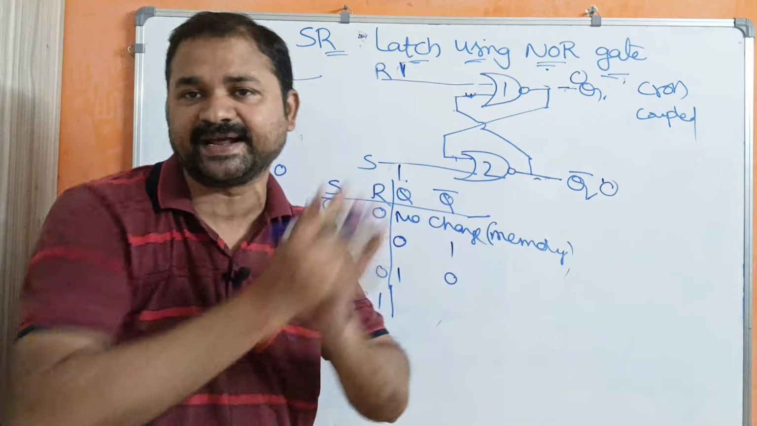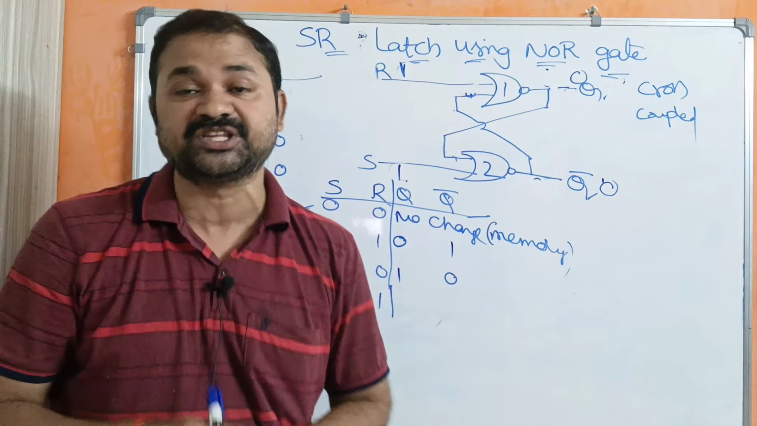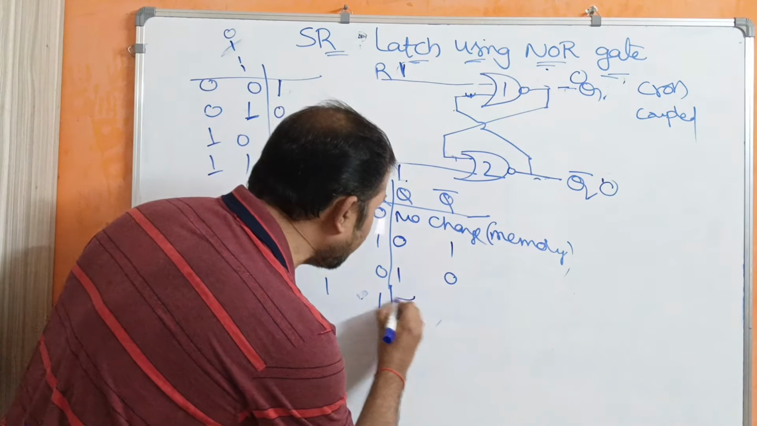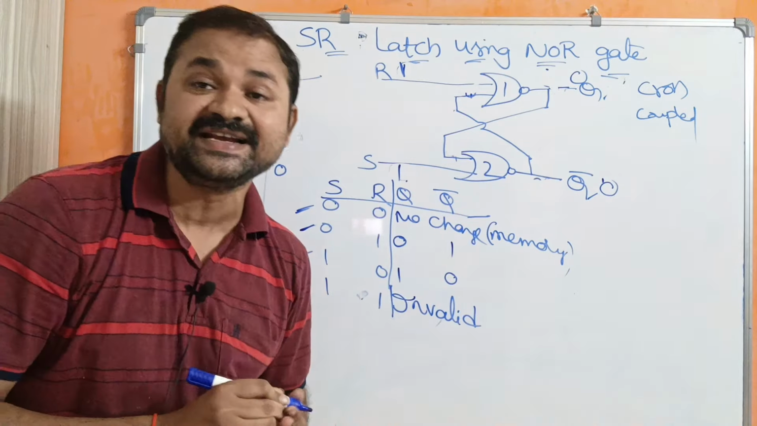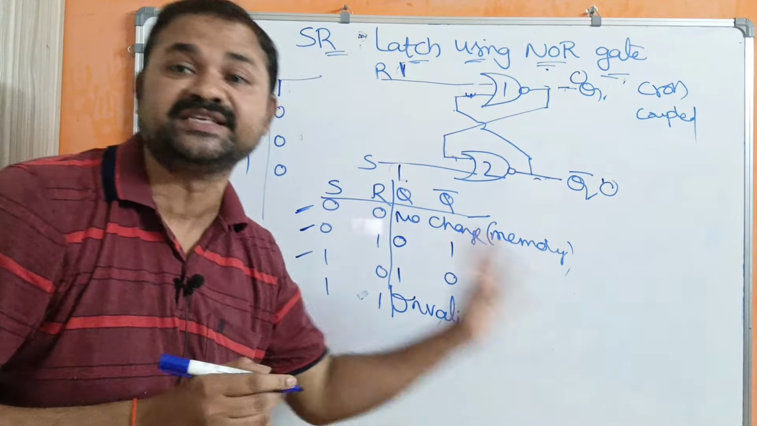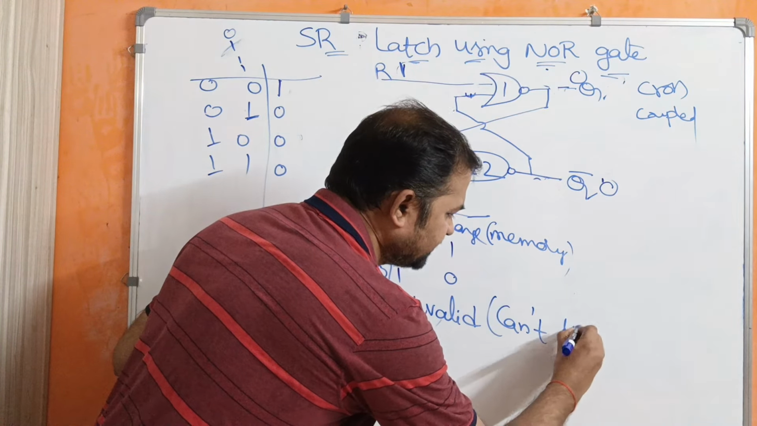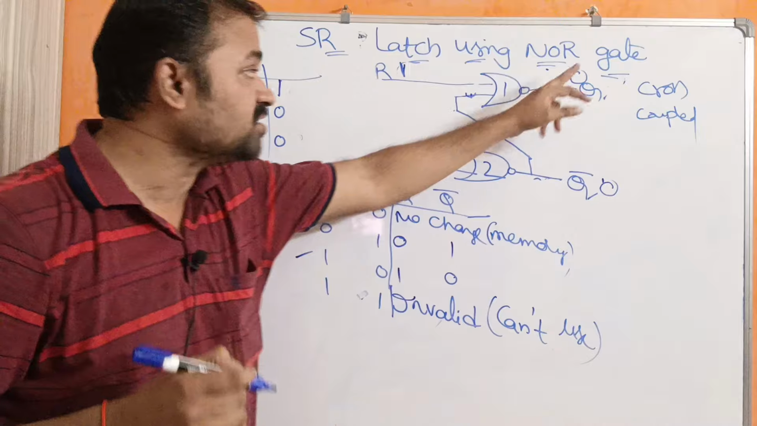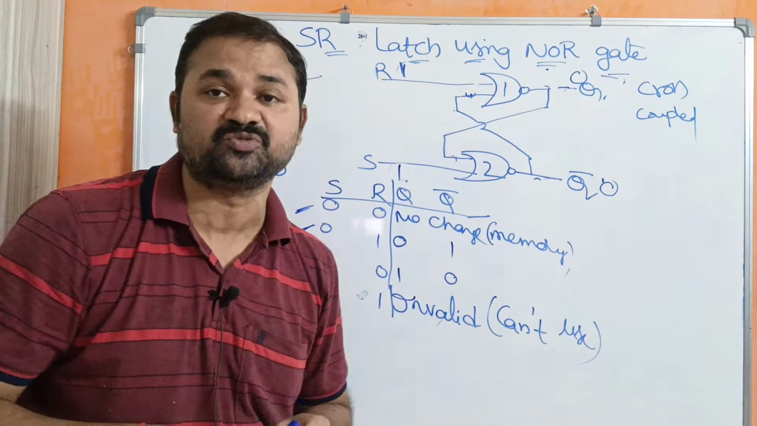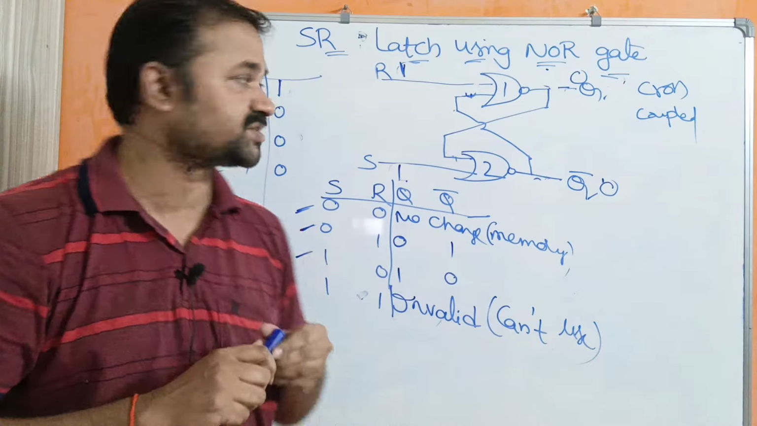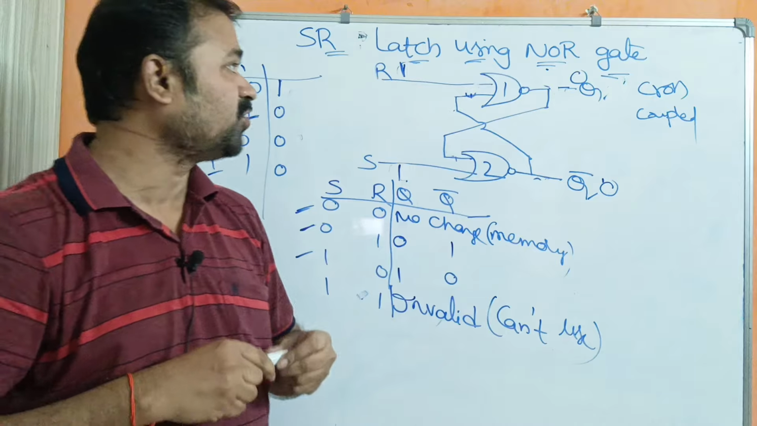But this won't arise. Why? Because here the outputs are complemented to each other. So we can say that this scenario is called as invalid scenario. So we can't use this scenario. This never arises. Why? Because the output should be complemented to each other. But here we got 0 0 as the output. But that won't arise. So this is about SR latch with the help of the NOR gate.